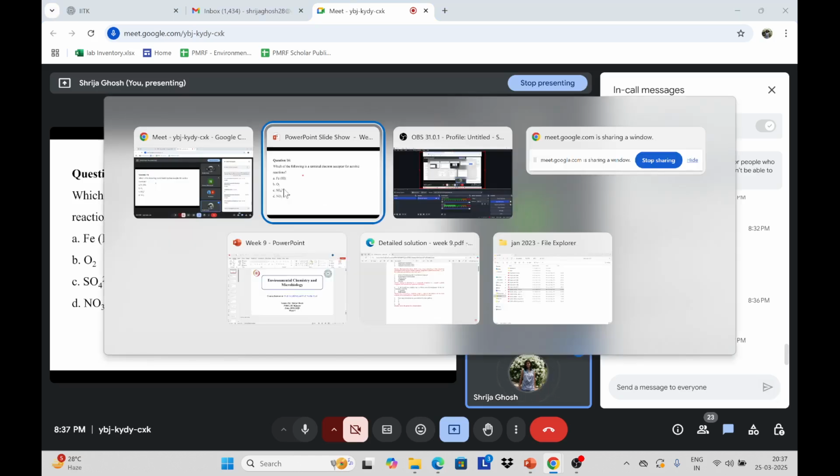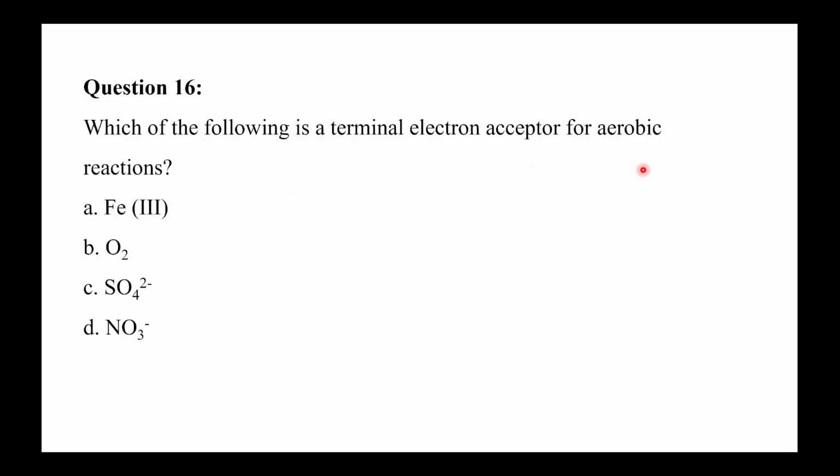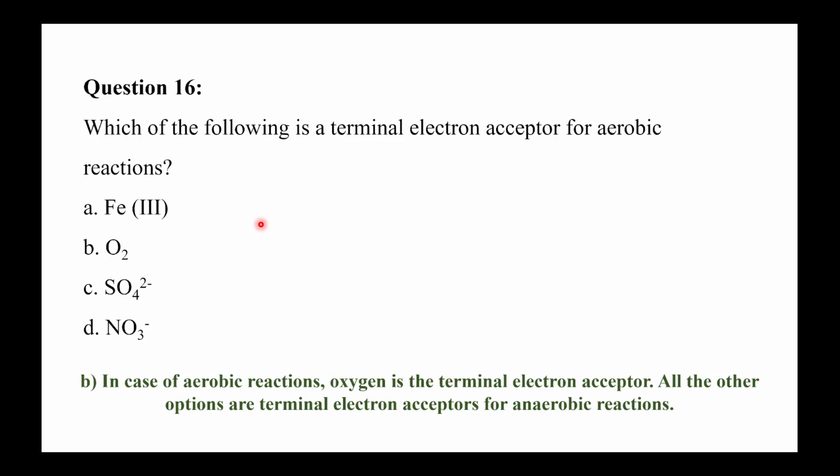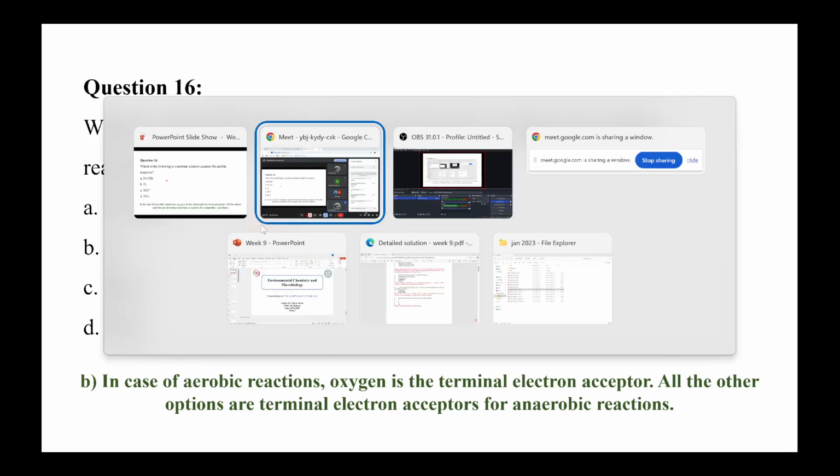In the question itself, you can see it is saying aerobic reactions. That means in the presence of oxygen. So the terminal electron acceptor in such cases is oxygen. Okay, so option B is the correct answer. In case of aerobic reaction, oxygen is the terminal electron acceptor. The other options are terminal electron acceptors in case of anaerobic reaction where oxygen is not present. In that case, all these other options act as the terminal electron acceptor.